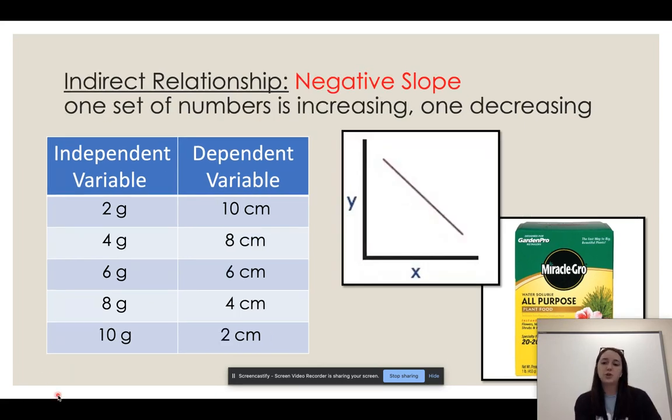An indirect relationship is when I have a negative slope, and it's where one set of numbers is increasing and one is decreasing. So as you can see, I'm still increasing my fertilizer by 2 grams. However, my height is actually lowering. When I had 2 grams, I had 10 centimeters, but by the time I had 10 grams, I was at 2 centimeters. This means that I had an increase in fertilizer, but a decrease in plant height overall. And so I actually have a negative slope where it goes down because it's decreasing on the y-axis.